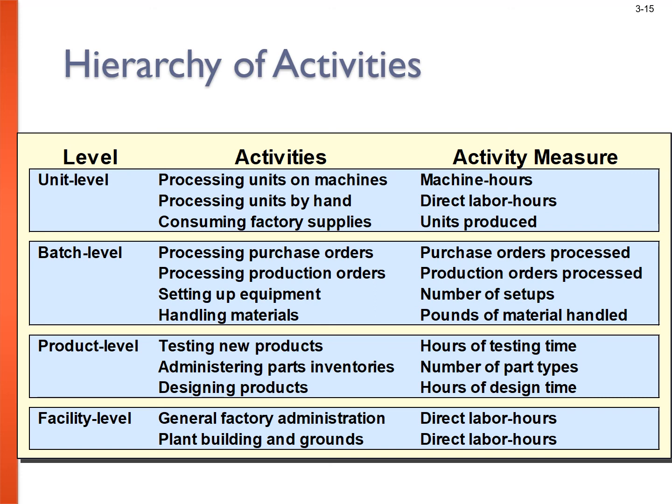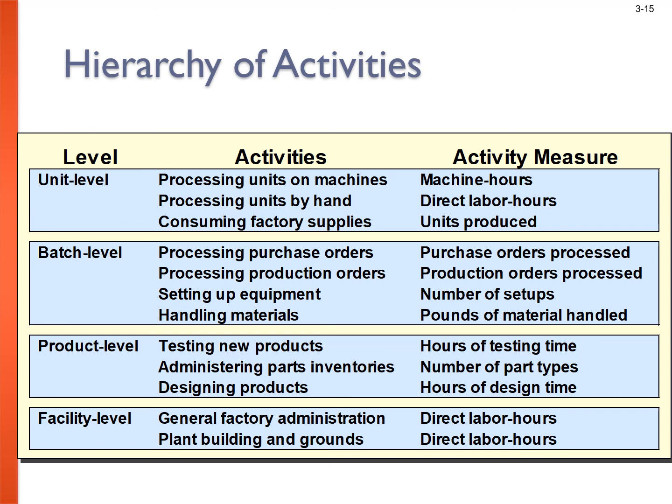So the number of hours of testing, number of part types, and the number of hours of design time are activity measures. And then finally, there's the facility level. These are activities that are measured organization-wide or factory-wide. It doesn't matter how many products are produced, how many batches are run, or how many units are made. You're going to have facility level costs, such as management salaries for the factory, insurance for the factory, property taxes for the factory, depreciation of the building.